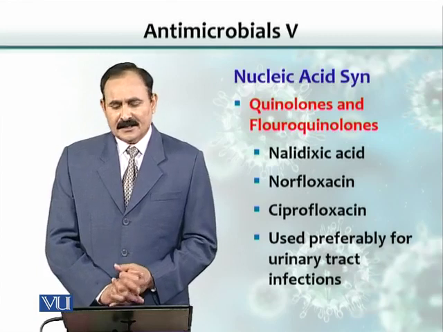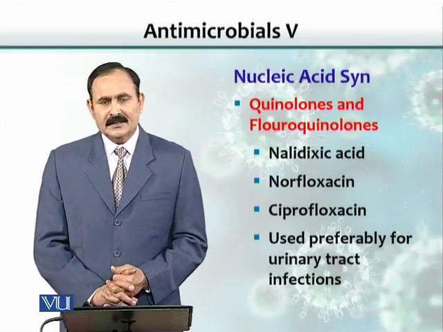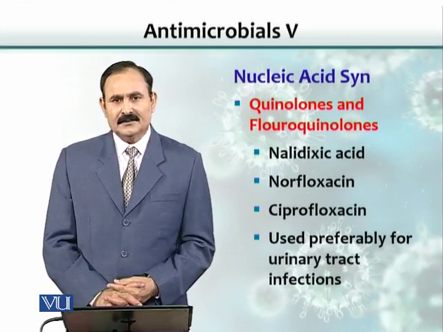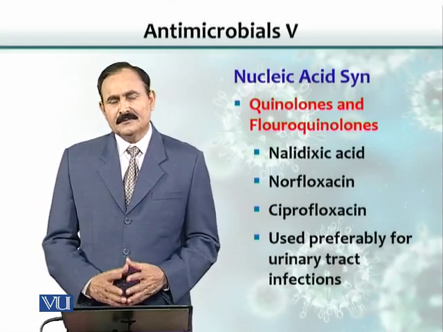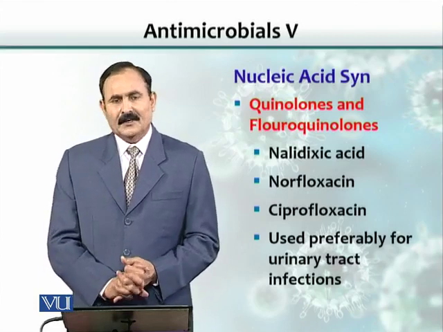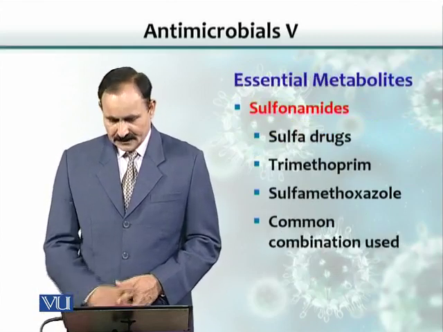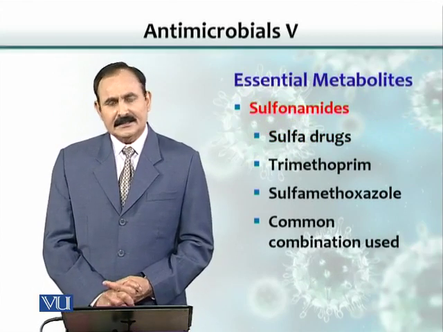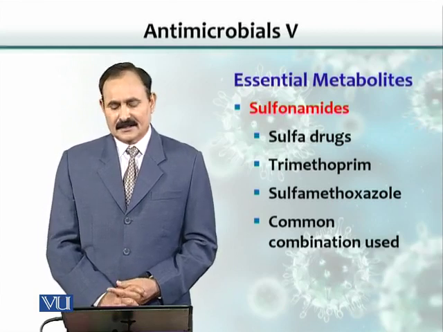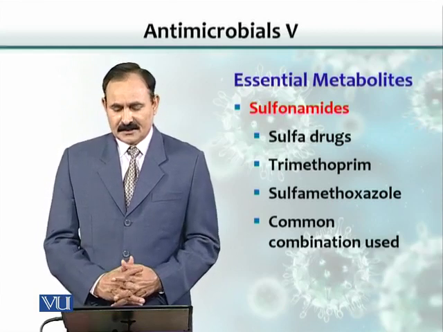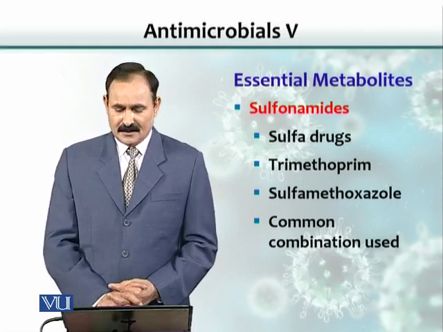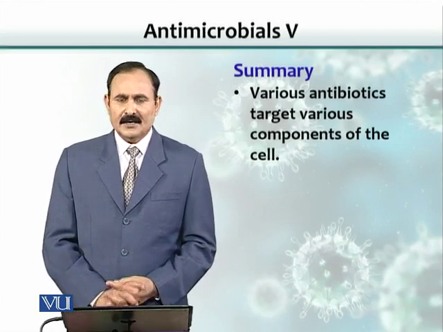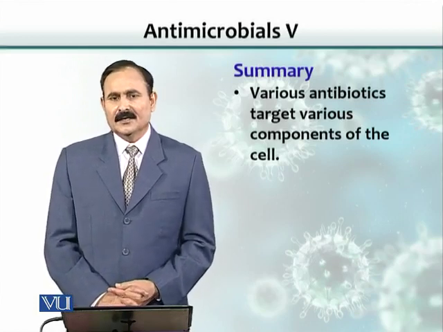Another group that targets nucleic acid synthesis is quinolones and fluoroquinolones. And they include nalidixic acid, norfloxacin, ciprofloxacin, and they are used preferably for urinary tract infection. Other groups of antibacterials that target essential metabolites include sulfonamides, and a common combination is trimethoprim and sulfamethoxazole. In summary, there are various antibiotics. They target various structures of prokaryotes.